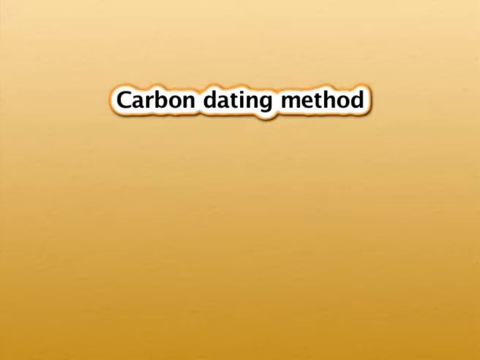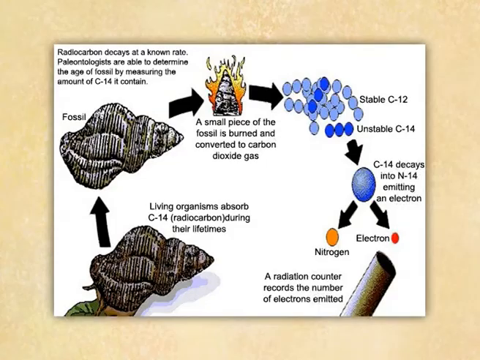Now, the carbon dating method. Carbon-14 is a radioactive carbon. It decays by a very weak beta decay to nitrogen-14 with a half-life of approximately 5,730 years. After the organism dies, the amount of C-14 is compared to the amount of C-12, the stable form of carbon, to demonstrate how much radiocarbon has decayed, thereby dating the artifact.